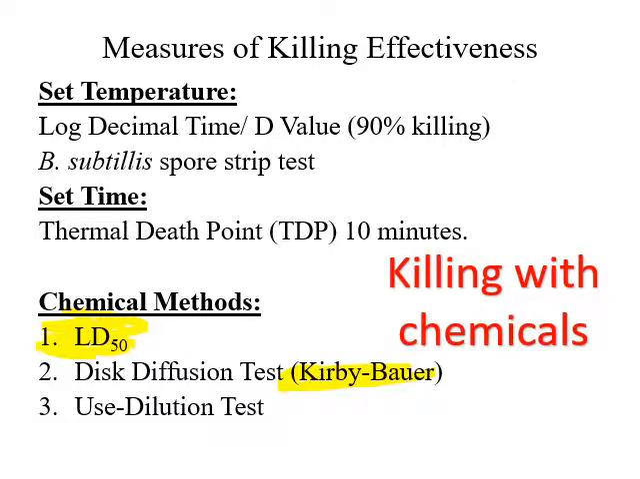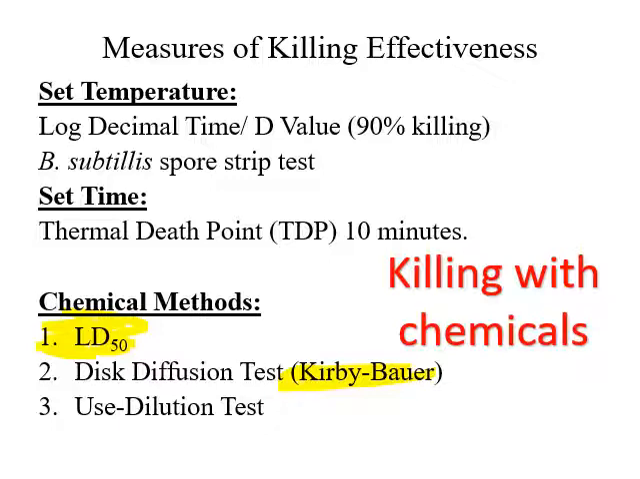And you can measure how big that clearance zone is, and the bigger it is, the more effective that particular chemical was at either killing or inhibiting the bacteria. So that's called a Kirby-Bauer test. I'll show you what that looks like.